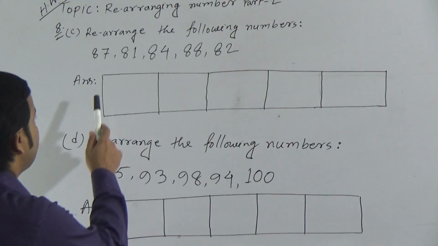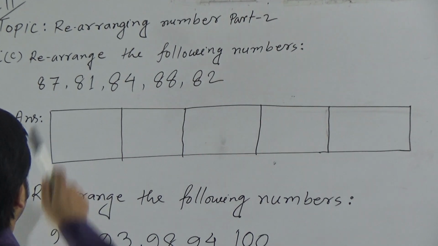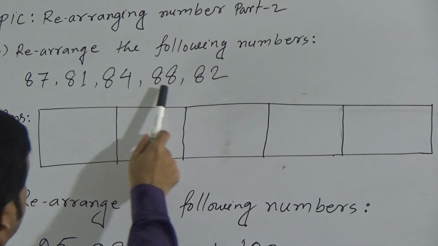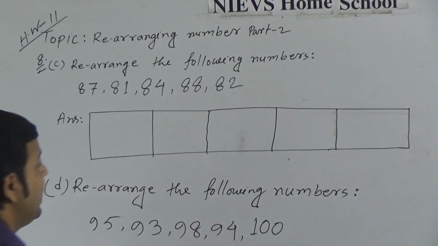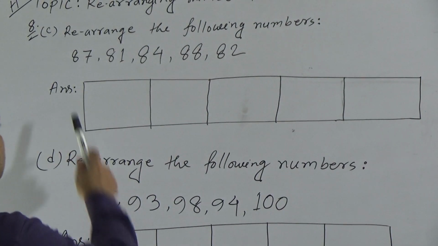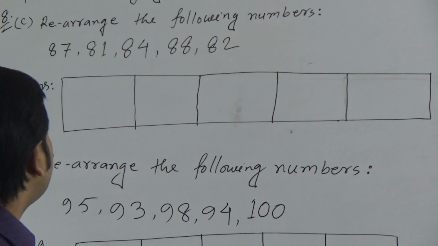In C, 5 numbers are given: 87, 81, 84, 88 and 82. We have to arrange these numbers. These numbers are not arranged here. We have to arrange according to their order.